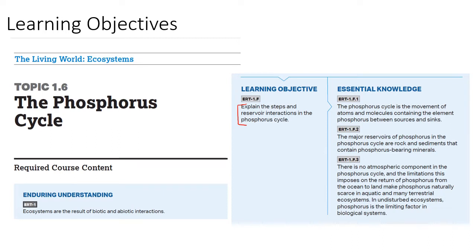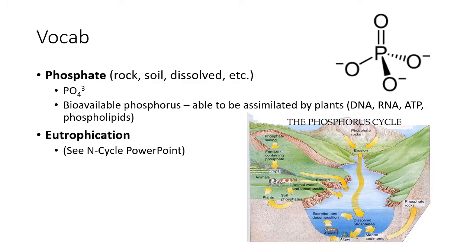However, you do see some questions regarding the sulfur cycle, especially where it has to do with burning of fossil fuels, predominantly coal. So we're going to discuss the sulfur cycle as well. But starting with the phosphorus cycle, there's only two pieces of vocab. The first is phosphate. This is PO4 with a 3- charge, and this is phosphorus that's in a bioavailable form.